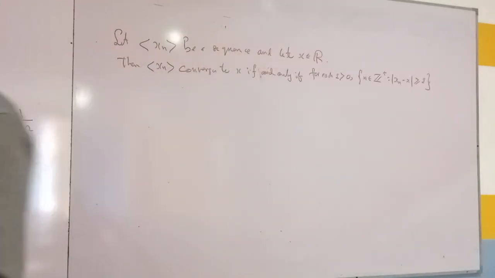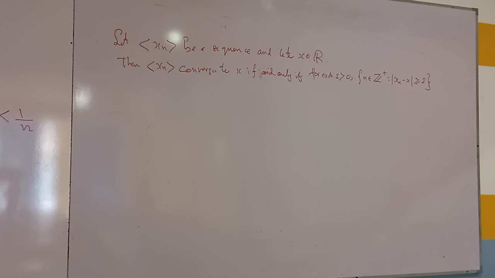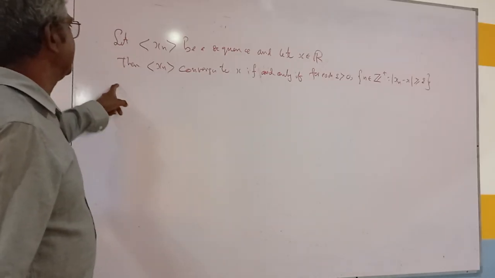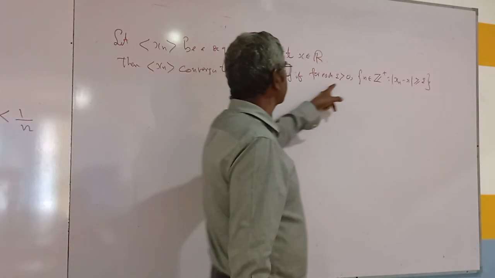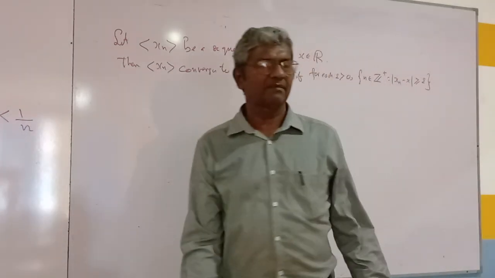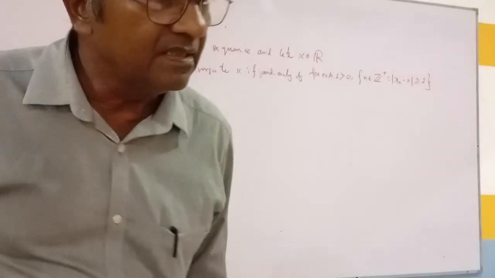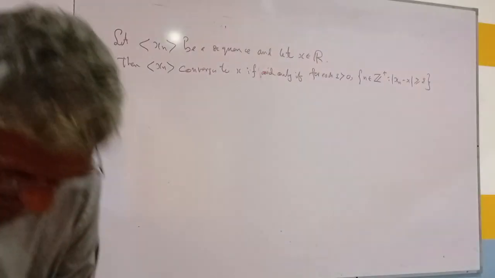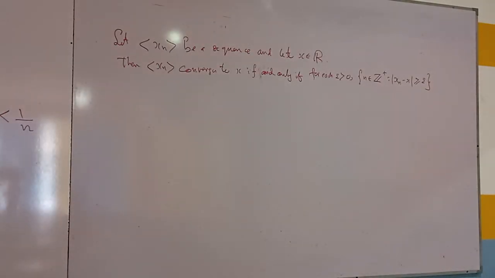We know about sequences, because we are planning to finish everything about sequences by next Friday. I am saying let xn be a sequence and let x belong to R. Then xn converges to x if and only if for each epsilon greater than 0, this set, what can you say about this set? It does not converge to x. This is a set. What can you say about that set?